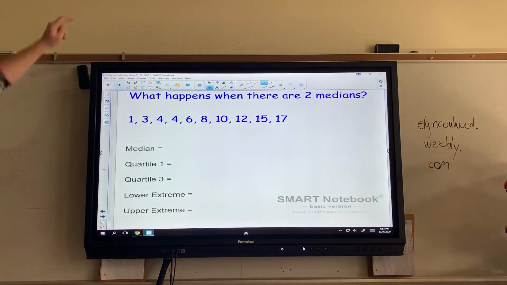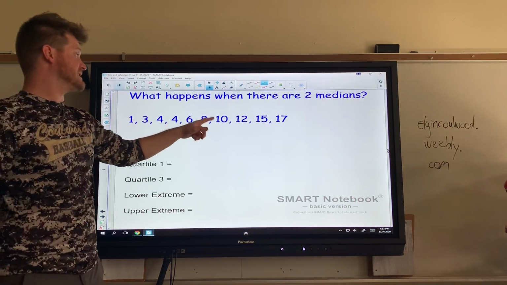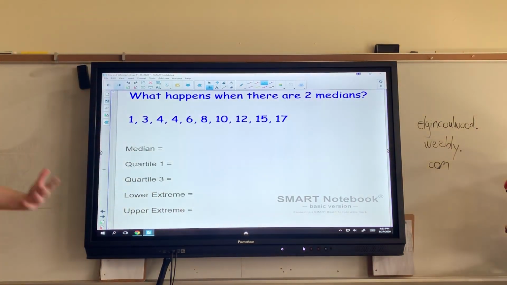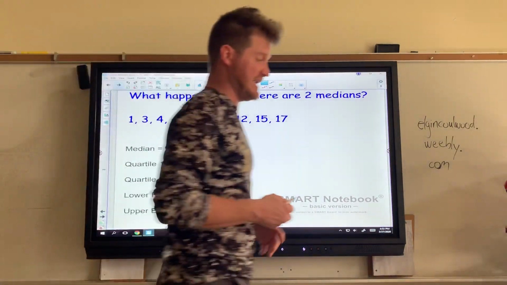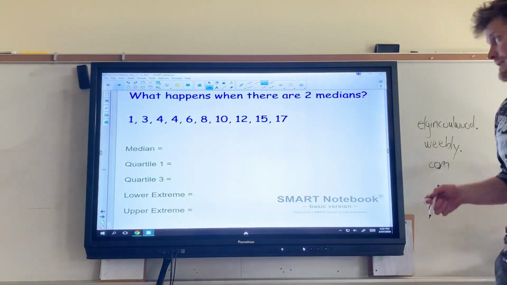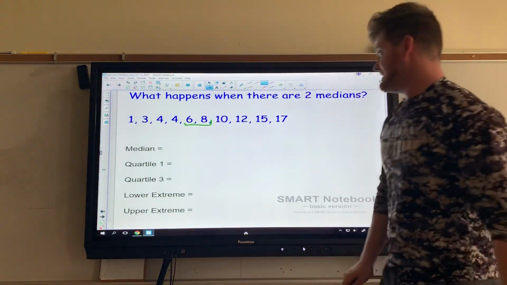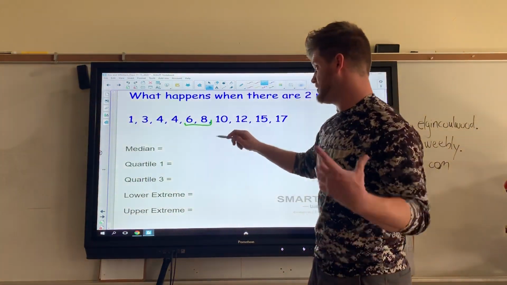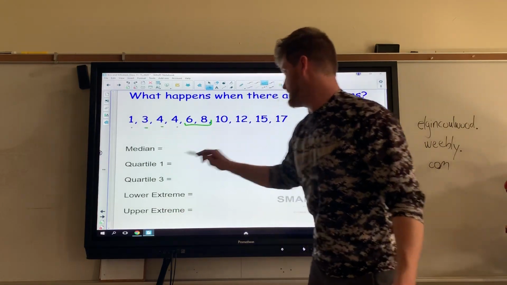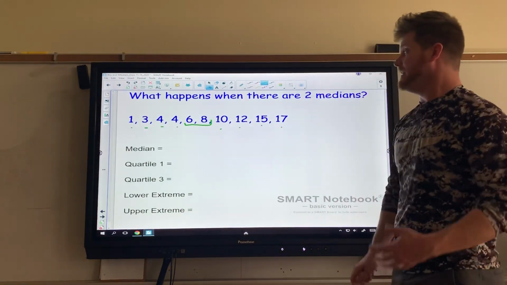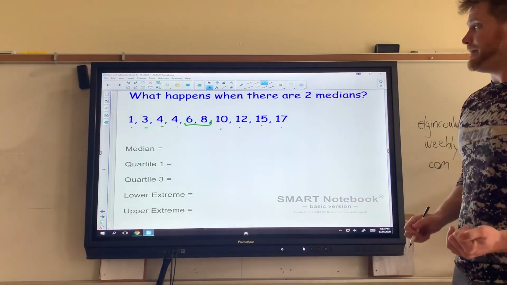So again, here we have 1, 2, 3, 4, 5, 6, 7, 8, 9, 10 numbers. And we know that 10 is an even number, so there are going to be two middle numbers here. So I'm looking at these. I know 6 and 8 are the two middle numbers. There's 1, 2, 3, 4 to the left, 1, 2, 3, 4 to the right. So 6 and 8 are the two middle numbers.